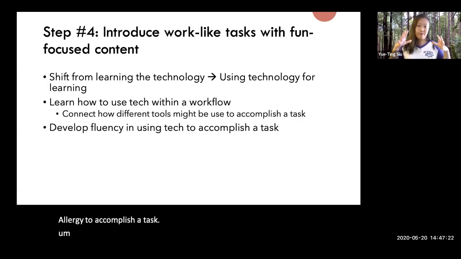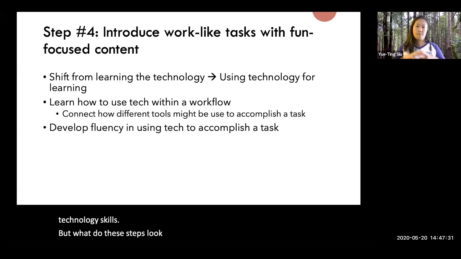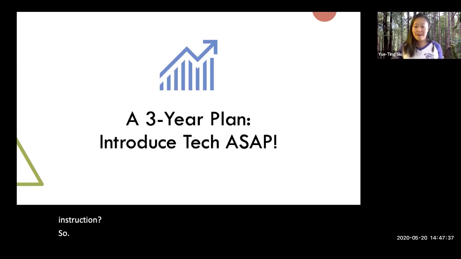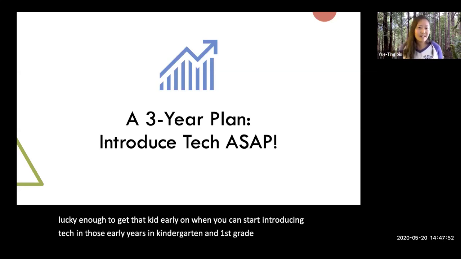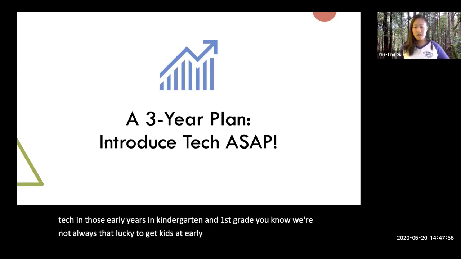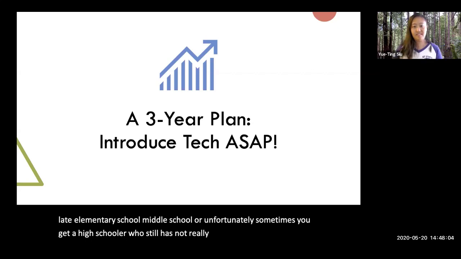Okay, so we've gone through 4 steps generally of how to scale up technology skills, but what do these steps look like in that broader timeline of instruction? Remember I had proposed a 3-year plan, and this is when you're lucky enough to get that kid early on, when you can start introducing tech in those early years in kindergarten and 1st grade. We're not always that lucky. Sometimes you end up with a late elementary schooler, a middle schooler, or unfortunately, sometimes a high schooler who still has not really scaled up their digital literacy skills.